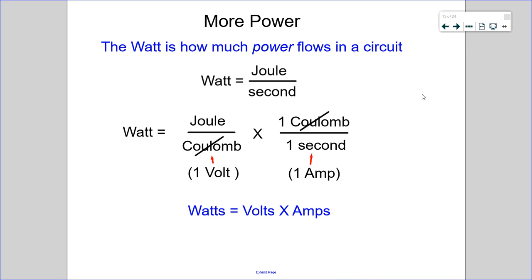A watt is how much power flows in a circuit. So a watt is kind of like a rate because it's the amount of energy, which is a joule, divided by seconds. So when you have these three properties that we're talking about, watts, volts, and amps, this is how they are equated. Watts is equal to volts times amps.